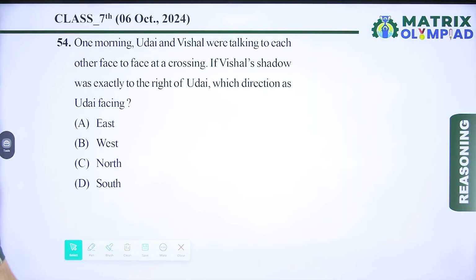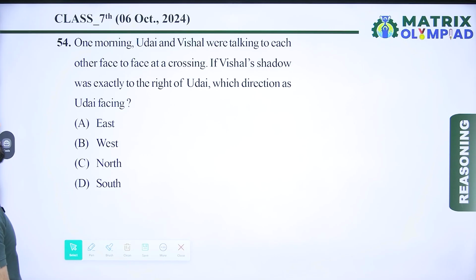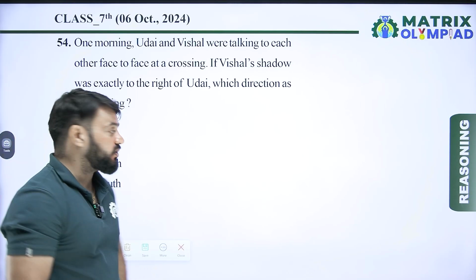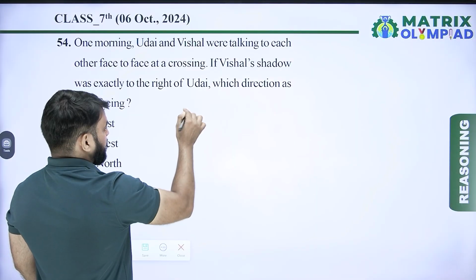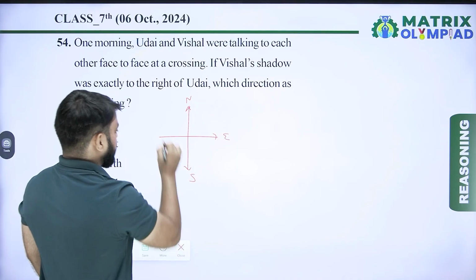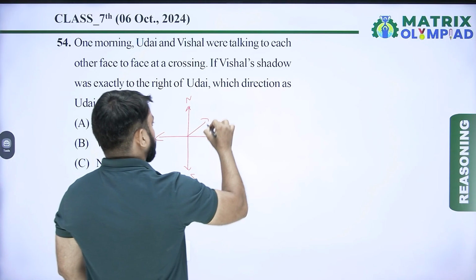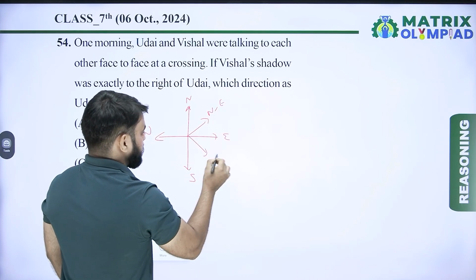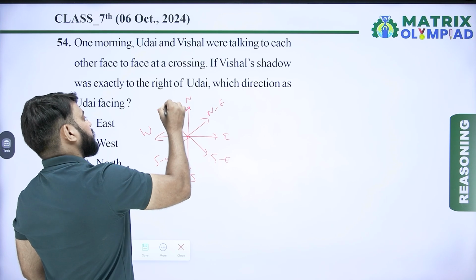Question number 54. One morning, Uday and Vishal were talking to each other face to face at a crossing. If Vishal's shadow was exactly to the right of Uday, which direction was Uday facing? Before starting this question, we should know that there are four main directions: north, east, south, and west. And there are four cardinal directions: northeast, southeast, southwest, and northwest.